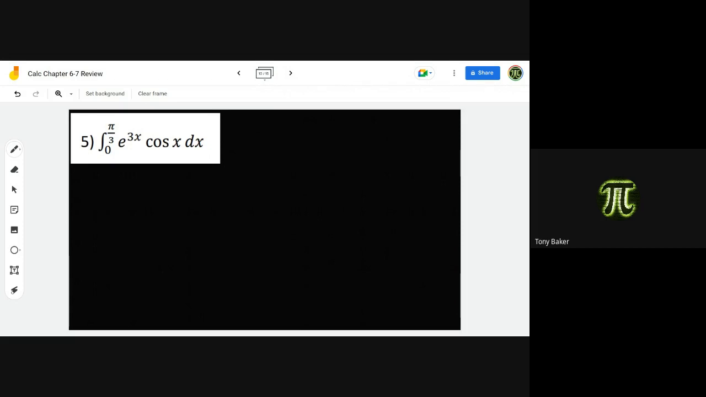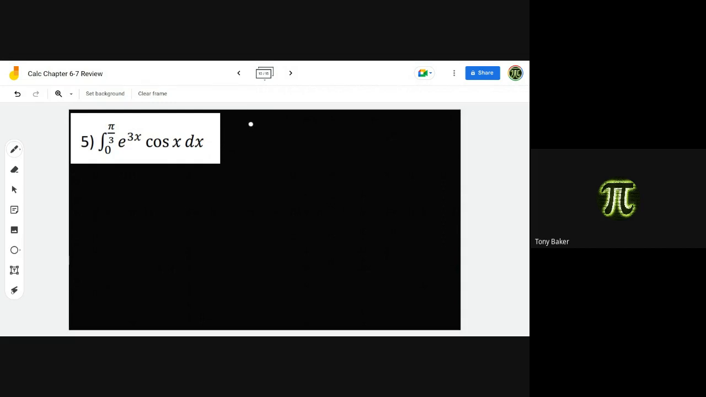So what do we got to do for this one? Yes, this is also going to be parts. Notice I did say these were in order, so they will not be in order on the actual test. This one is a product again. We have two things that are multiplied. There's no real way to simplify e to the 3x and cosine of x. There's no way to really do a u substitution because they're kind of different things. So we are going to have to do integration by parts.